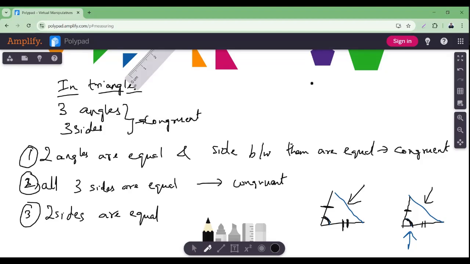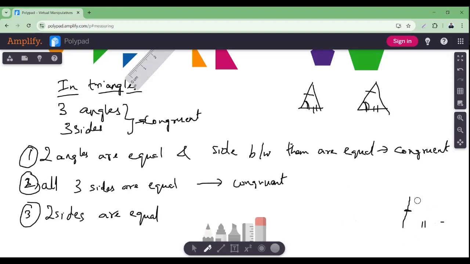Okay, again, let me explain. Two sides are equal, this length is equal to this length. Now, the tilt between them, the angle between the sides, if they are equal, then the triangle will be congruent, isn't it? So, I'm asking you to visually understand this.